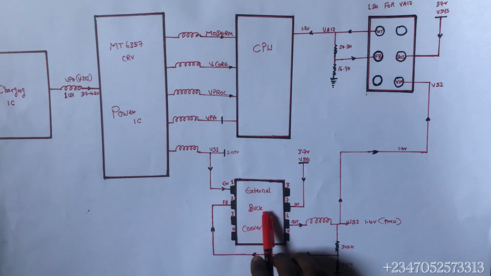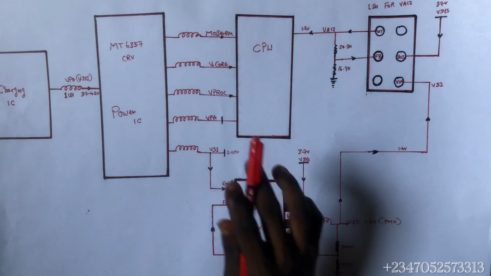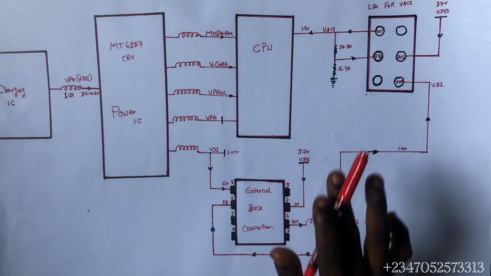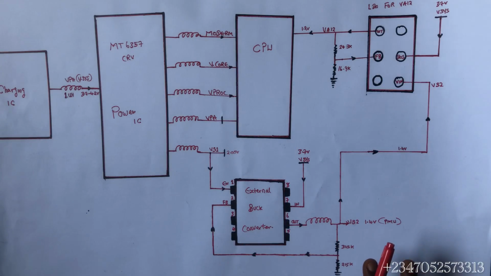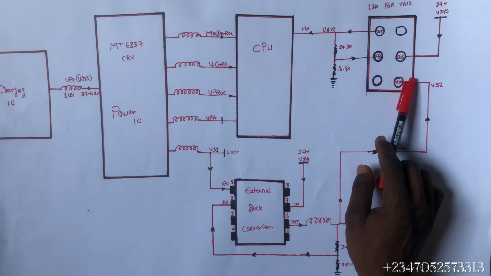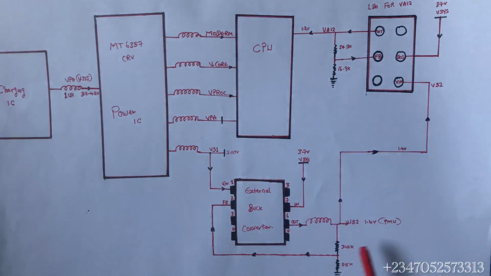So now this is an external buck converter here that will generate that line for the lower LDO. So now the line has been generated, and the line is VS2 1.4 volts. This line will go back to our power IC, and then it will turn on our lower LDO section. This line does not only go to our power IC, there's another line that goes to this IC, because this line is to go to our CPU, but our CPU cannot handle 1.4 volts.